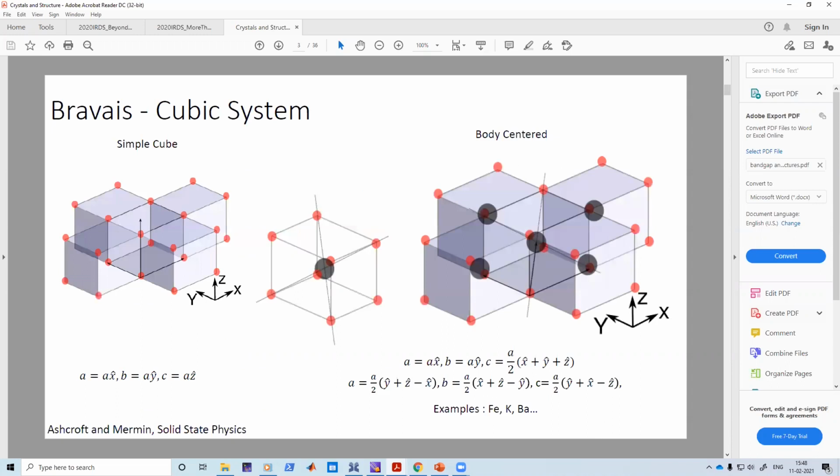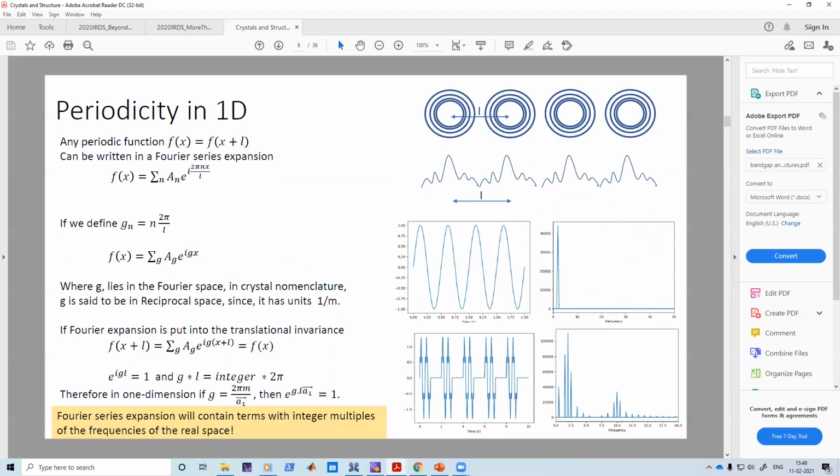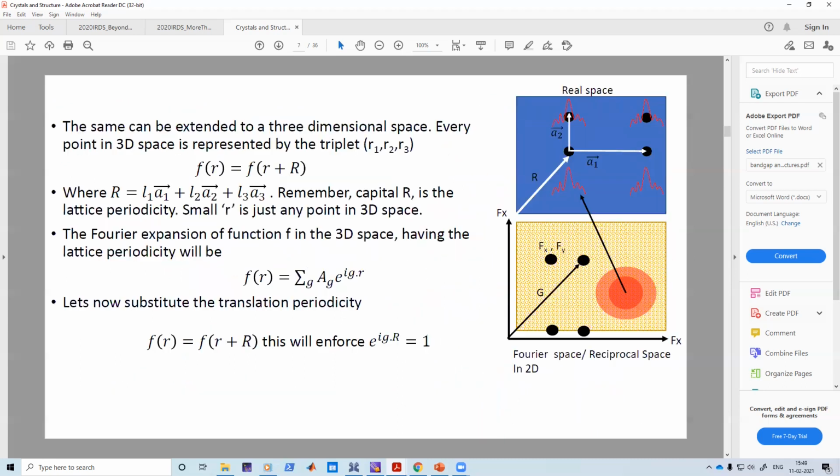We spoke about symmetry and the most commonly seen lattice systems: cubic, body-centered, face-centered cubic, hexagonal close-packed, and such. We saw the periodicity and the reciprocal lattice. We saw how the reciprocal lattice volume is the inverse of the real lattice volume, and the reciprocal lattice vectors are inverse of the real lattice vectors.